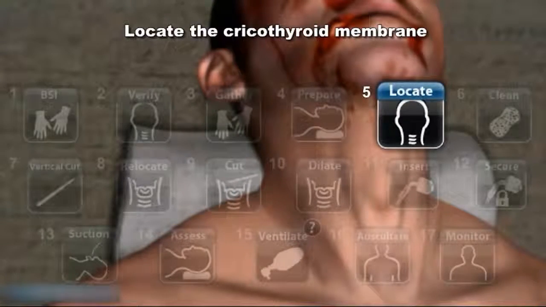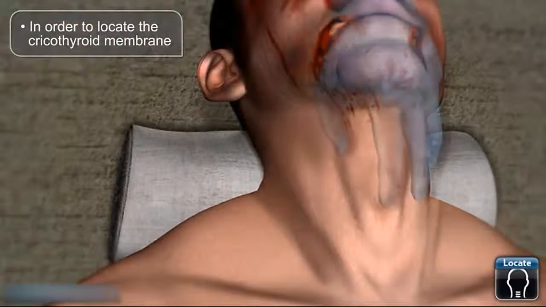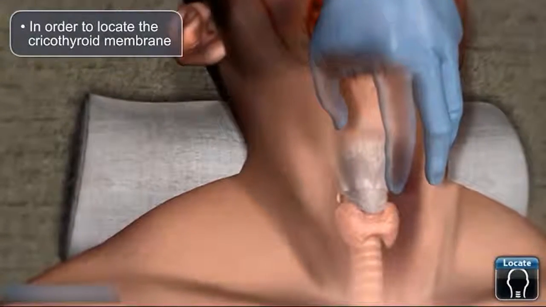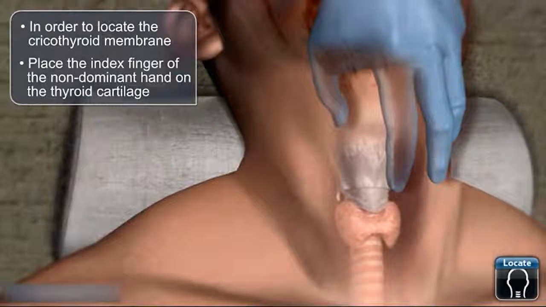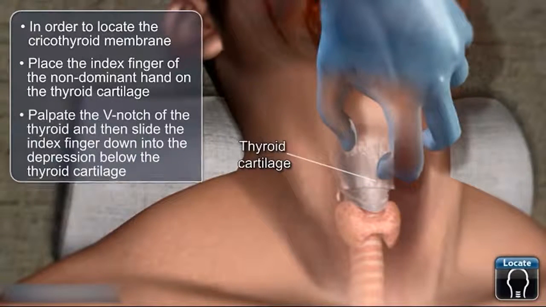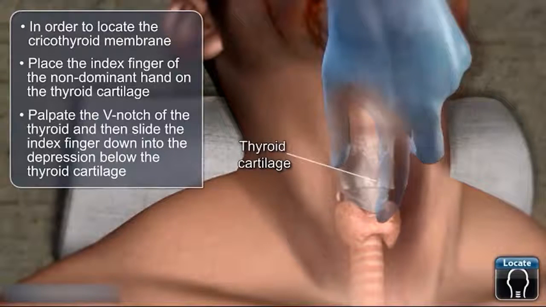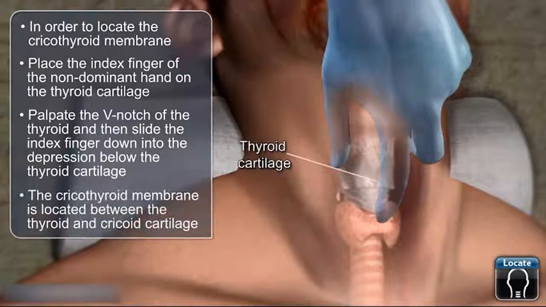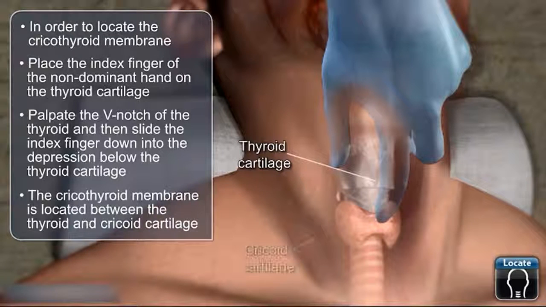Locate the cricothyroid membrane. In order to locate the cricothyroid membrane, place the index finger of the non-dominant hand on the thyroid cartilage. Palpate the V-notch of the thyroid and then slide the index finger down into the depression below the thyroid cartilage. The cricothyroid membrane is located between the thyroid and cricoid cartilage.